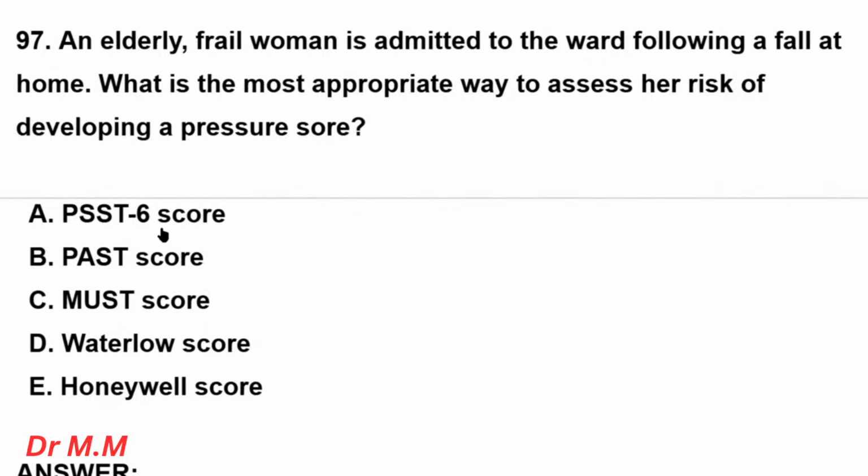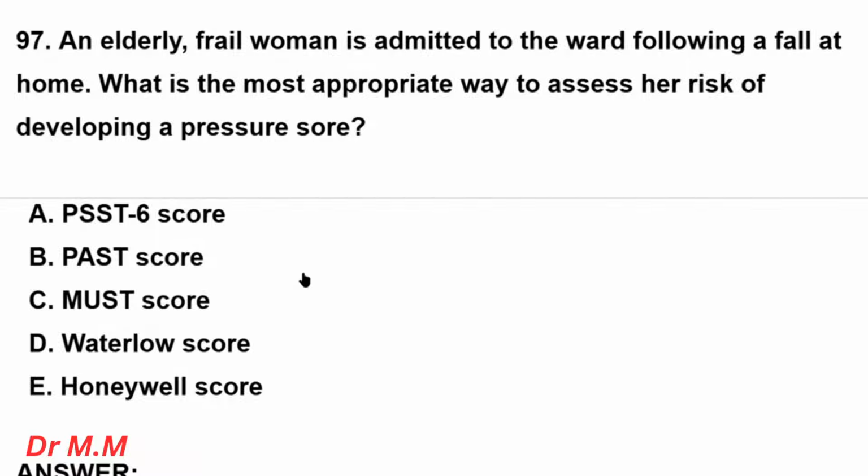A. PSST6 score, B. PAST score, C. MUST score, D. Waterlow score, and E. Honeywell score. Okay, this question is asking about the appropriate way to assess the risk of developing a pressure sore. And the Waterlow score is the most appropriate way to assess the risk of developing a pressure sore.